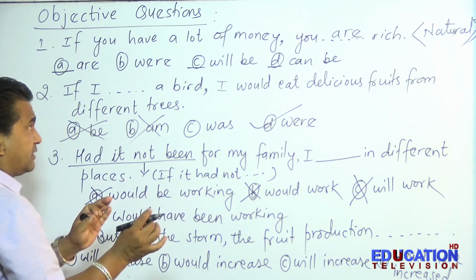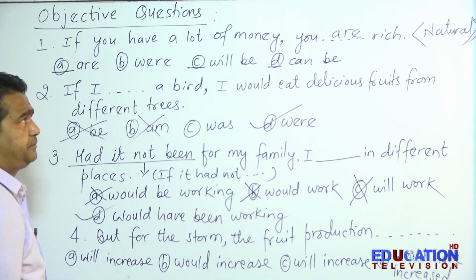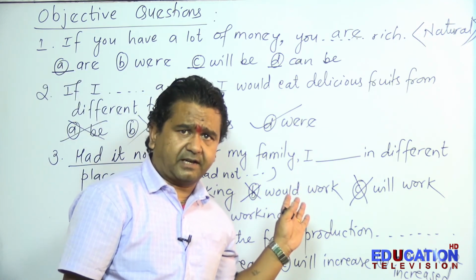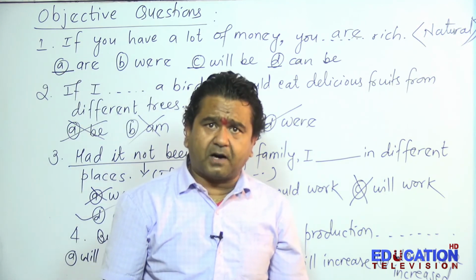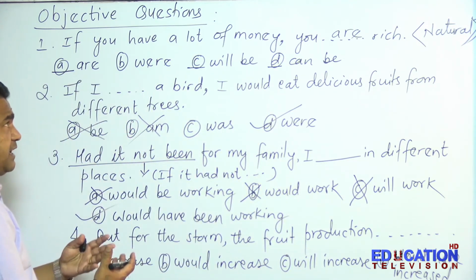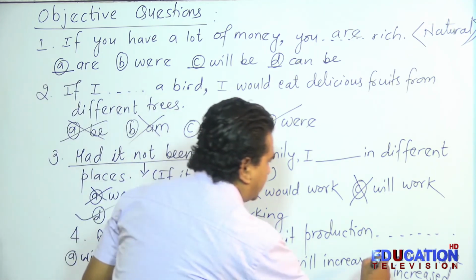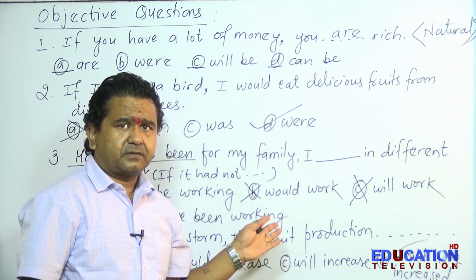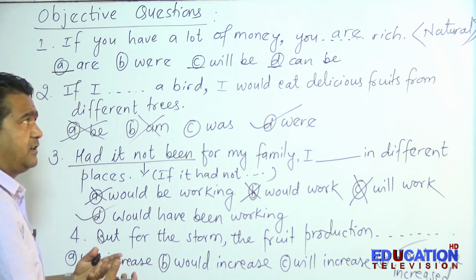You would have chosen that. But we would have been plus before. So this is the answer. I talked about this also in rule number 10, I suppose. But for the storm, I have already talked about it. But for means if it had not been. But for the storm means if there had not been a storm. But for the storm, the fruit production would have increased. So these are some of the examples. Let us do some more examples so that it would be clear to you.